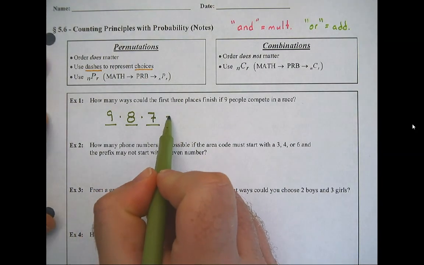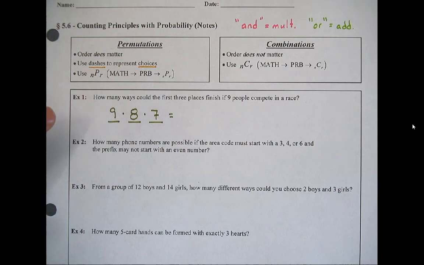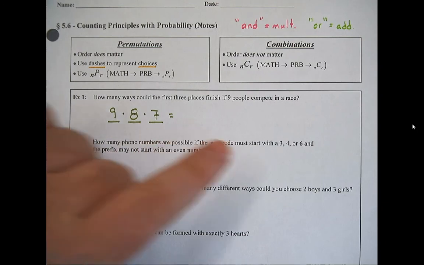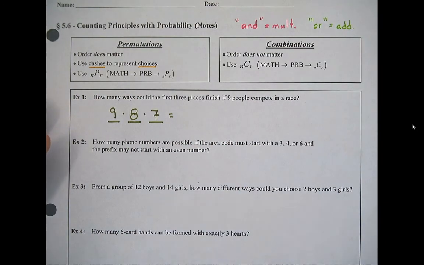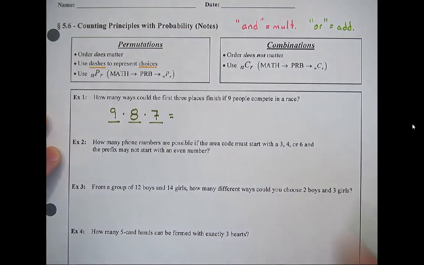I'm going to stop there because they asked just the first 3 places. If they said, how many ways could a 9-person race finish? I would just keep going downhill until I made all 9 choices. But we only have to do the first couple. 9 times 8 times 7 ends up being 504.